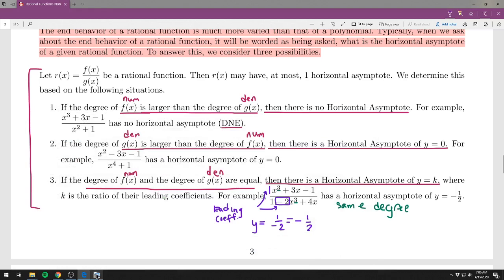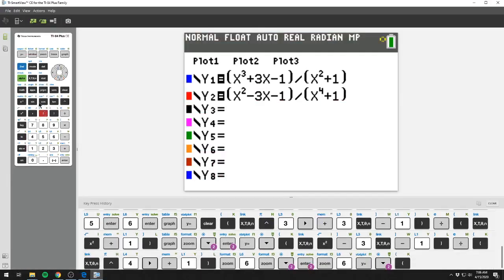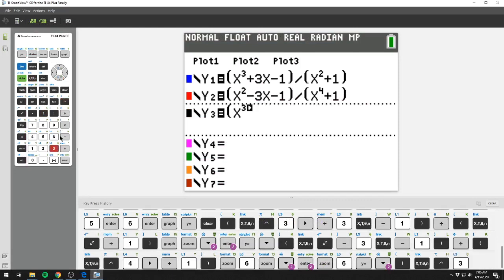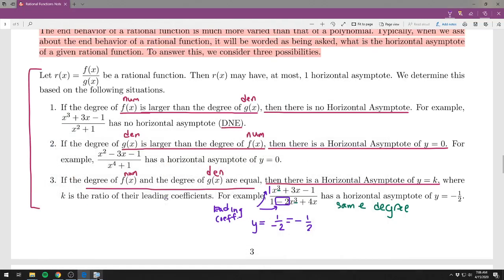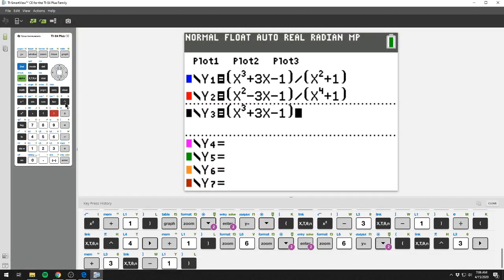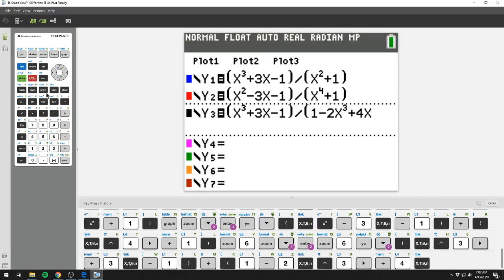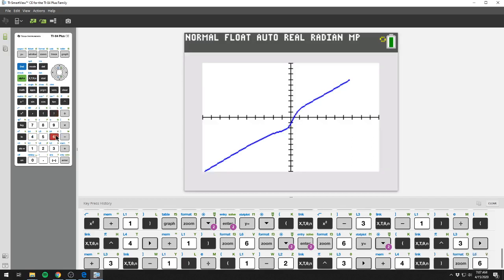So the numerator is x cubed plus 3x minus 1. And the denominator is 1 minus 2x cubed plus 4x. I'm going to go to the standard window.